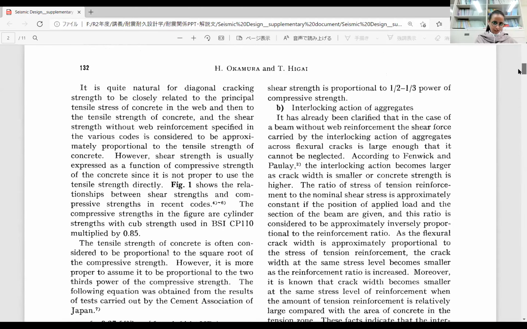So this is one attitude, okay? Not a scientific way, but the resulting established equation is so accurate, which can be adapted for any kind of situation. So this is one attitude.